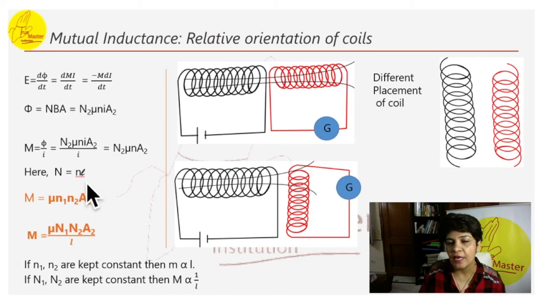So if n1, n2 are kept constant, then M is proportional to l. If we take N1 and N2 as constant, M will be inversely proportional to 1 by length. Sometimes it is asked whether the mutual inductance is inversely or directly proportional to the length. So it depends on what we are going to take, the number of turns or the total length.